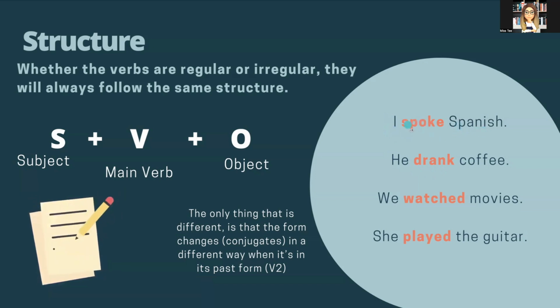However, now this is in its V2 form. This is in the simple past form. However, again, it's completely different. Now we have spoke, S-P-O-K-E. So they obviously didn't conjugate in the same way. They're both irregular, but the spelling rules are completely different. It's not as simple as just adding ed to the end. The spelling completely changes in ways that we don't know until we memorize. That's why it's so difficult.